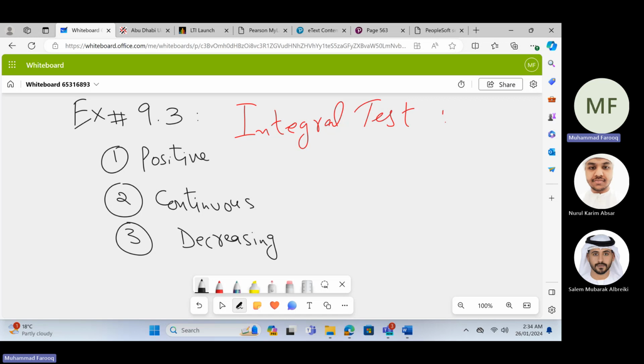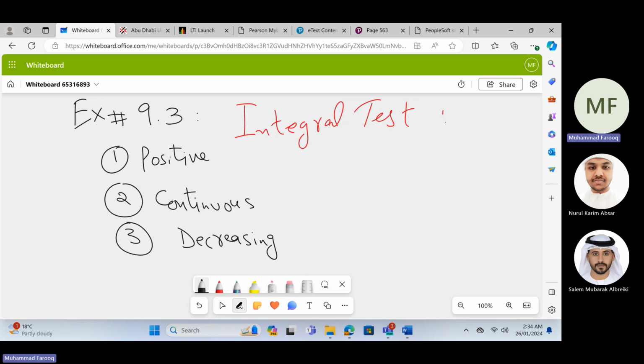Which one should we check? Decreasing. You must check it in the exam, it has a mark. Now tell me, how do you check a decreasing function? Derivative. Yes, first derivative test. You are right. Positive and continuous, no need; we need decreasing, and here we apply the first derivative test, exactly.